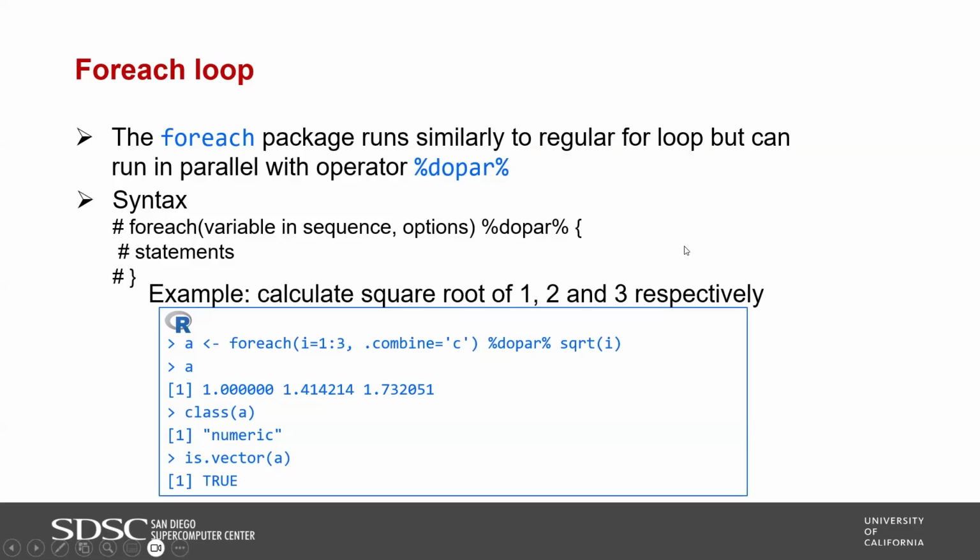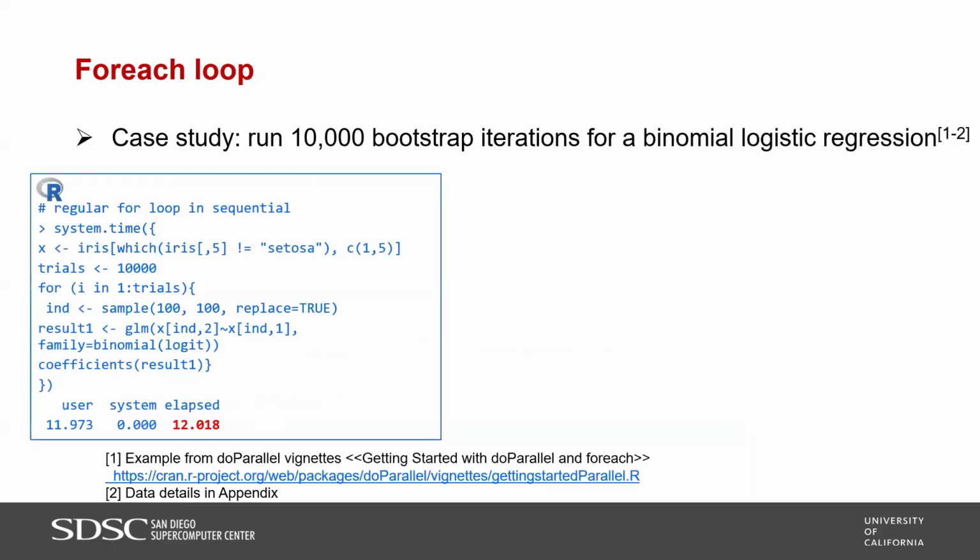And this example shows how to compute the square root of 1, 2, 3 repeatedly and save the result into a vector. Once it's done, the result will be saved into a vector a, which is a numerical vector. So the syntax is easy to understand.